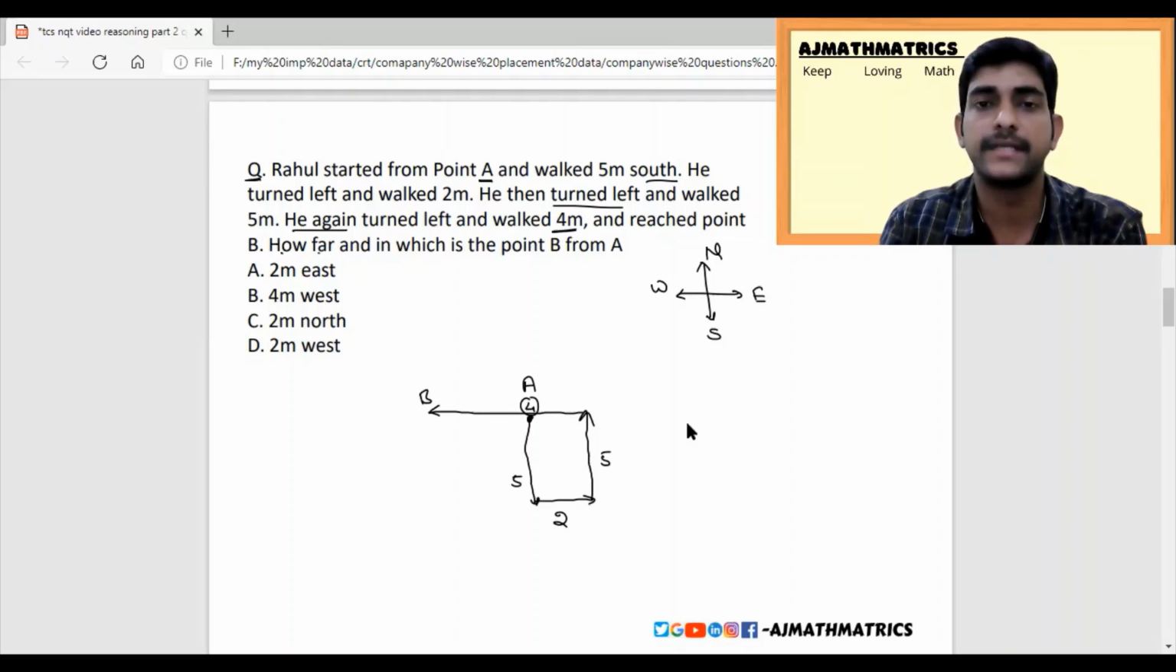How far and in which direction is point B from point A? So first check it, point B is in which direction of point A? Point B is in the west direction of point A. So we can eliminate C as the answer.